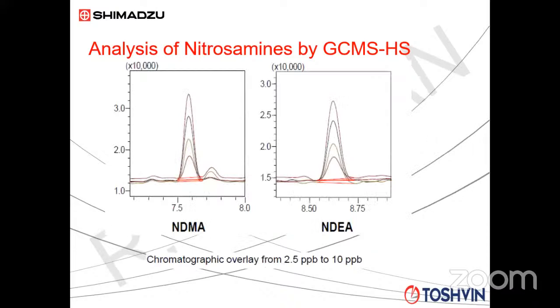So here we have even done absolute quantification. We prepared a calibration curve from 2.5 ppb to 10 ppb, and we did an absolute quantification. And for different pharmaceutical companies, we have done this, I mean, nitrosamines in metformin and many different analyses we have carried out in the Shimadzu lab in Mumbai. These are all data produced in the Shimadzu lab in Mumbai.